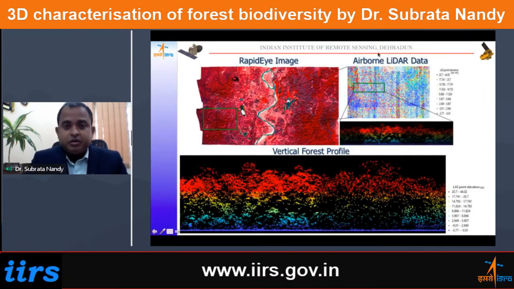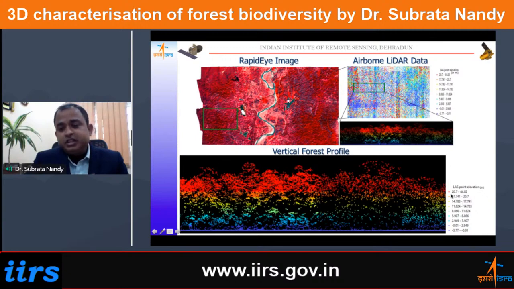This is a satellite and airborne view. So this is basically RapidEye optical data, high resolution optical data, and then there is the airborne data. This data belongs to Nepal. Here you can see these are called LAS points, and here you can see the vertical forest profile. Now this is a vertical profile of a forest. This is the whole data. I'm showing only a small part of it.